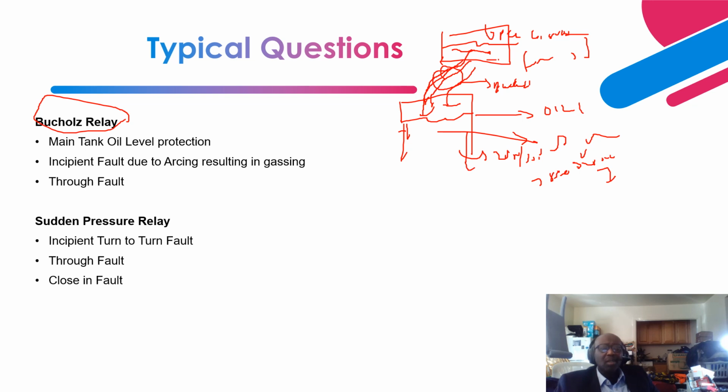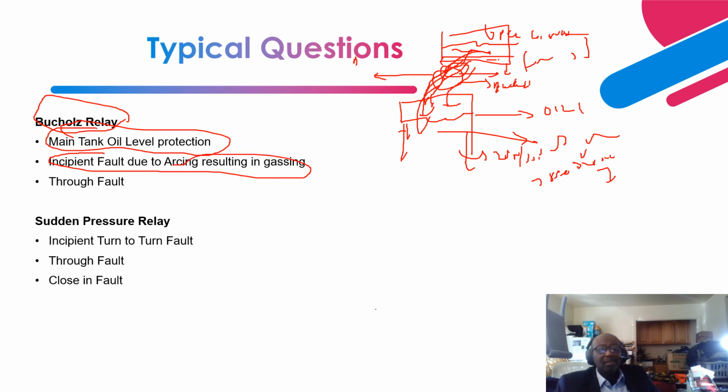So what it does is detect that the oil level has gone down, then it replenishes it. As it replenishes, the oil level inside here is going to deplete, and if it depletes, you see a vacuum here. Then that's when the Buchholz relay detects that change in level. The oil level is very important, so it will either alarm or trip.